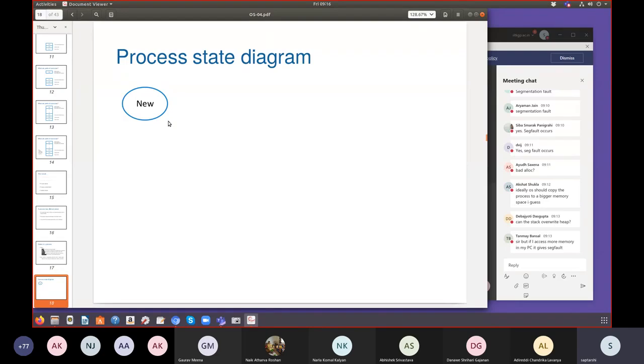So the new is the first state in which a process finds itself. So it has just been created. So we know how a process is created, as in there will be this text segment, this code segment, data segment, heap, stack. So currently we have to create this kind of an entry in the memory. So at that point the process is in new state. Then it becomes ready. So once all these things have been done by the kernel, now the process has a full-fledged entry in the memory and it is ready to start executing. So it's in the ready state.